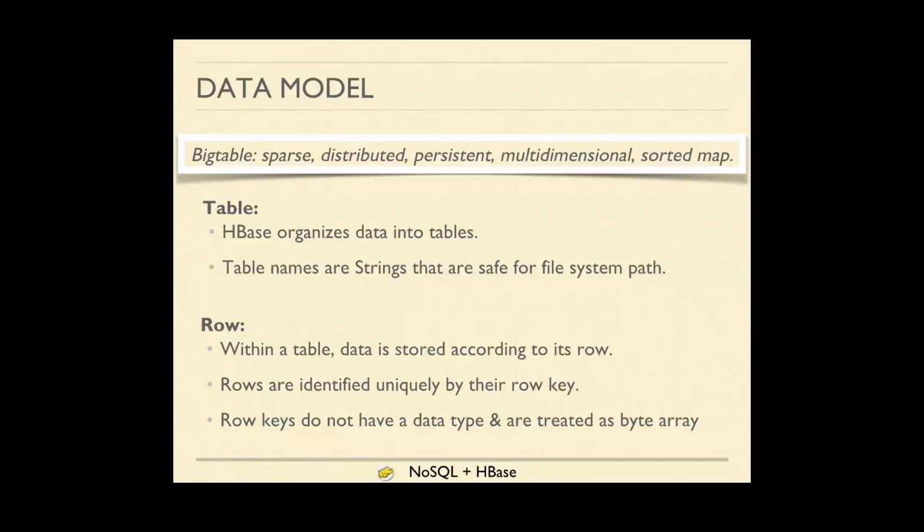All right, so table: HBase organizes data into tables. Table names are strings that are safe for file system paths, and within a table, data is stored according to its row. Rows are identified by their row key, and row keys do not have a data type. Also remember, whether key or value, in HBase you can store binary data. You can store a movie in the key or the value.